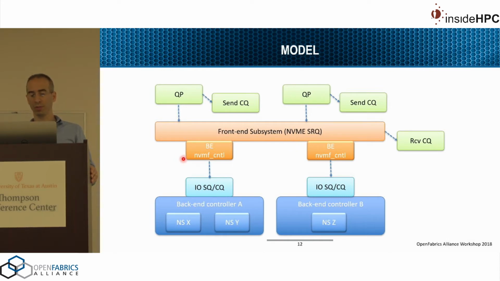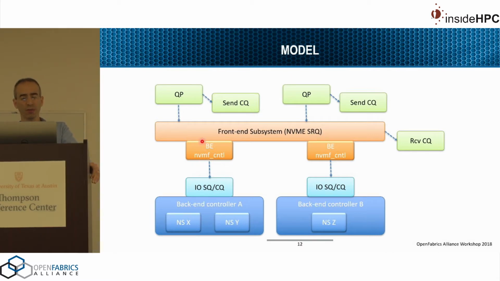We have established an NVMe Over Fabrics controller object. This controller object is associated with an intermediate buffer, which is the SRQ. And this object maps, or is aware of, the locations and addresses of the actual NVMe device I/O queues and submission queues. So it maps directly to a specific backend with a specific namespace ID.